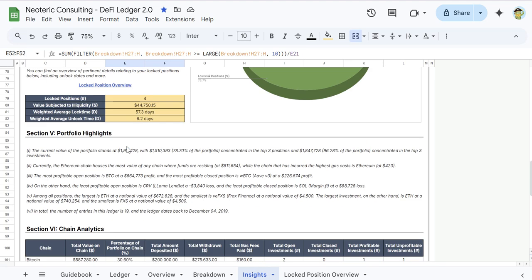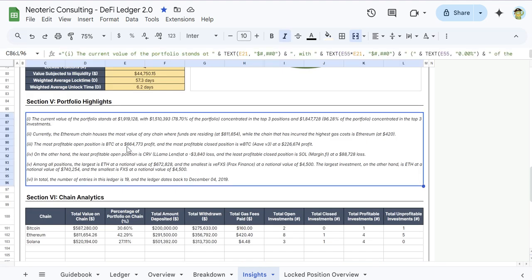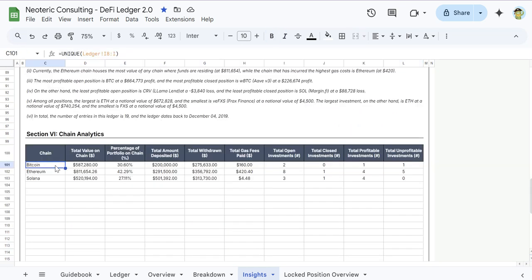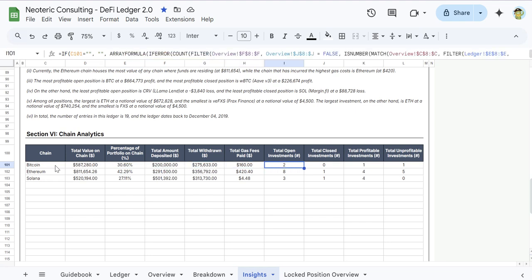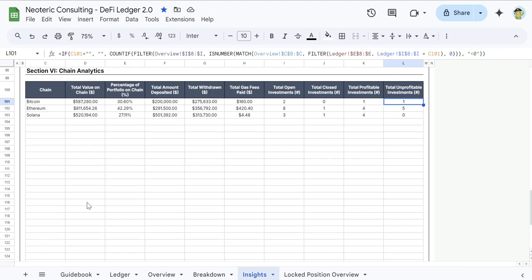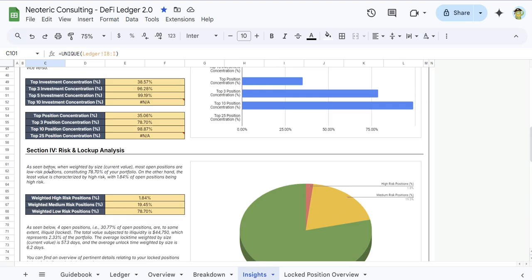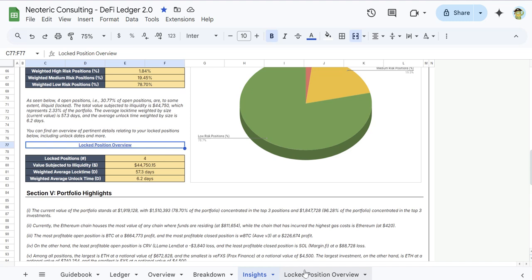So risk and lockup analysis, and then here are some sort of portfolio highlights. Again, these are all auto-generated based on a bunch of data that we already inputted, and then some chain analytics. As you know, you chose which chains all your investments are on, so that gives you some more insights here as to total open investments, closed investments, profitable, unprofitable on each given chain. Again, there are only 3 chains here because we're not working with much data here. Just a few examples that I put together to sort of explain what's going on here and what you can do with this spreadsheet.